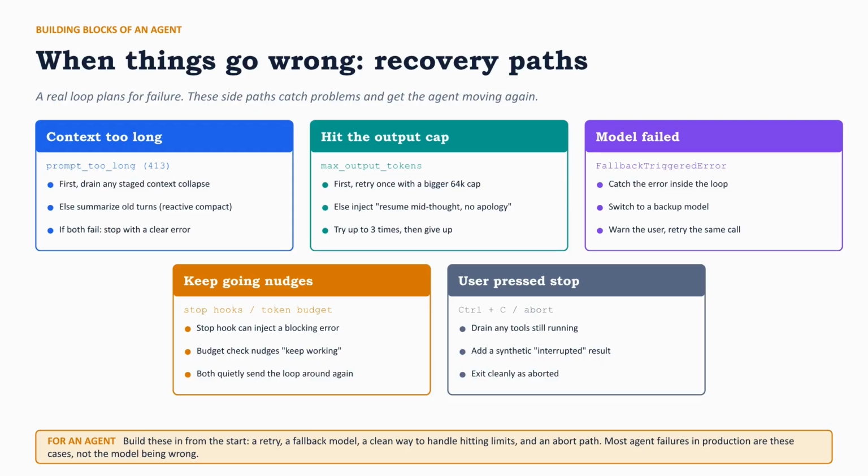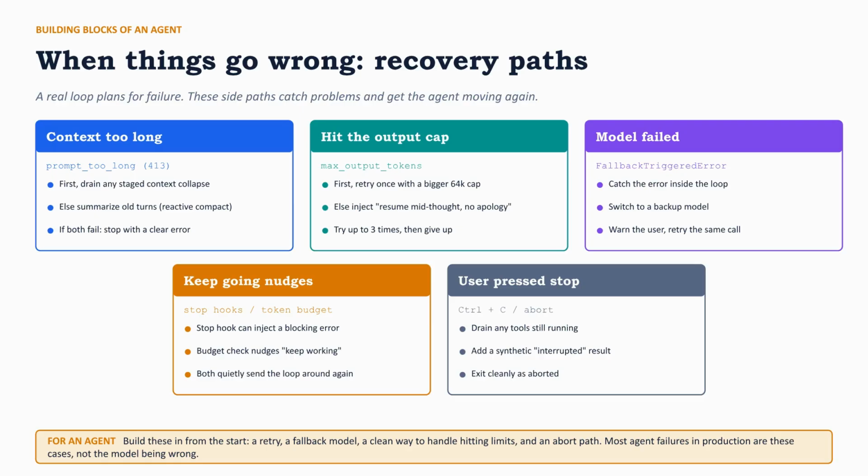When things go wrong, recovery paths. A real loop plans for failure with concrete side paths. If the context is too long, it drains staged collapse or summarizes old turns and only stops with a clear error if both fail. If it hits the output cap, it retries once with a bigger budget, then injects a resume nudge up to 3 times.